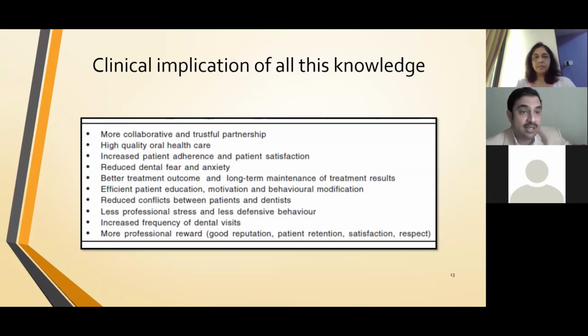All right. So in this slide, I have summarized, again taken from an article. It basically summarizes the clinical implication of having a good patient-dentist relationship. Okay.